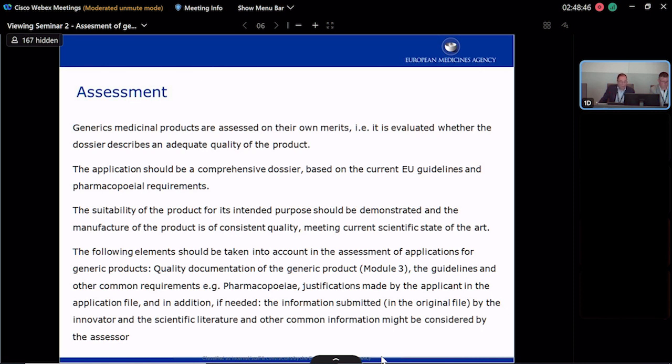The quality documentation, the documentation submitted in Module 3, the guidelines and other common requirements, for example, the pharmacopoeia, the justification made by the applicant in the application file, and in addition, if needed, the information submitted by the innovator, the scientific literature and other common information might be considered also by the assessor.